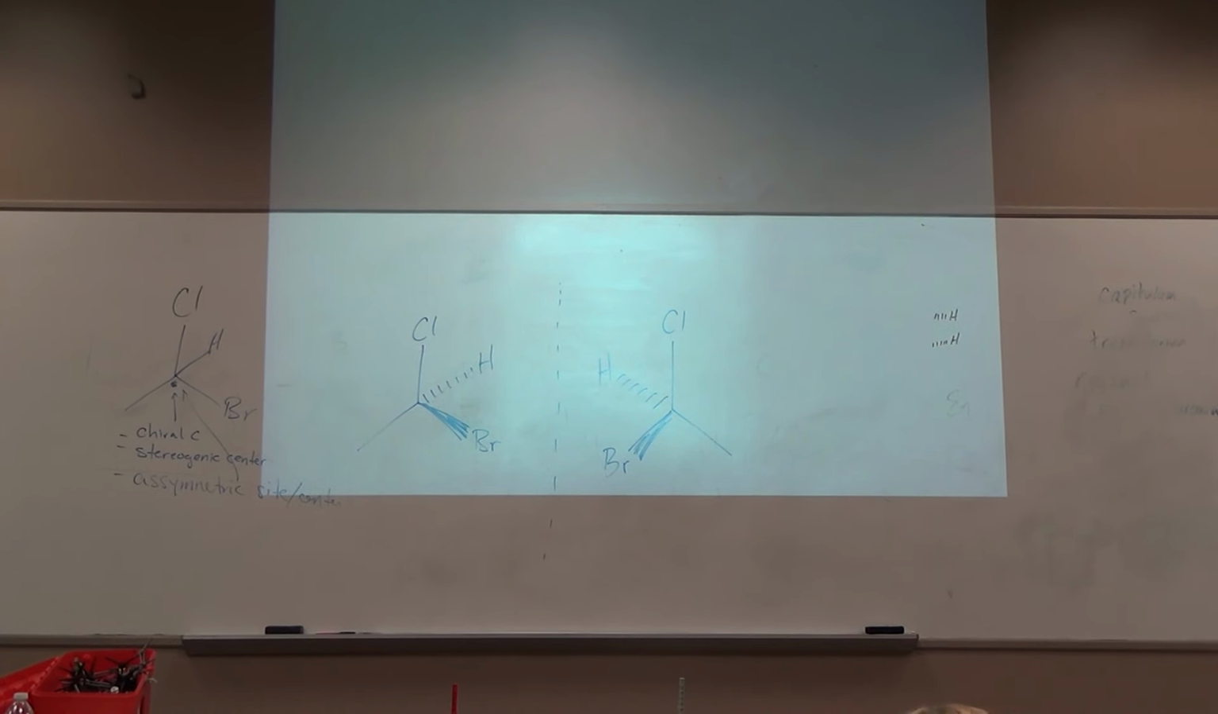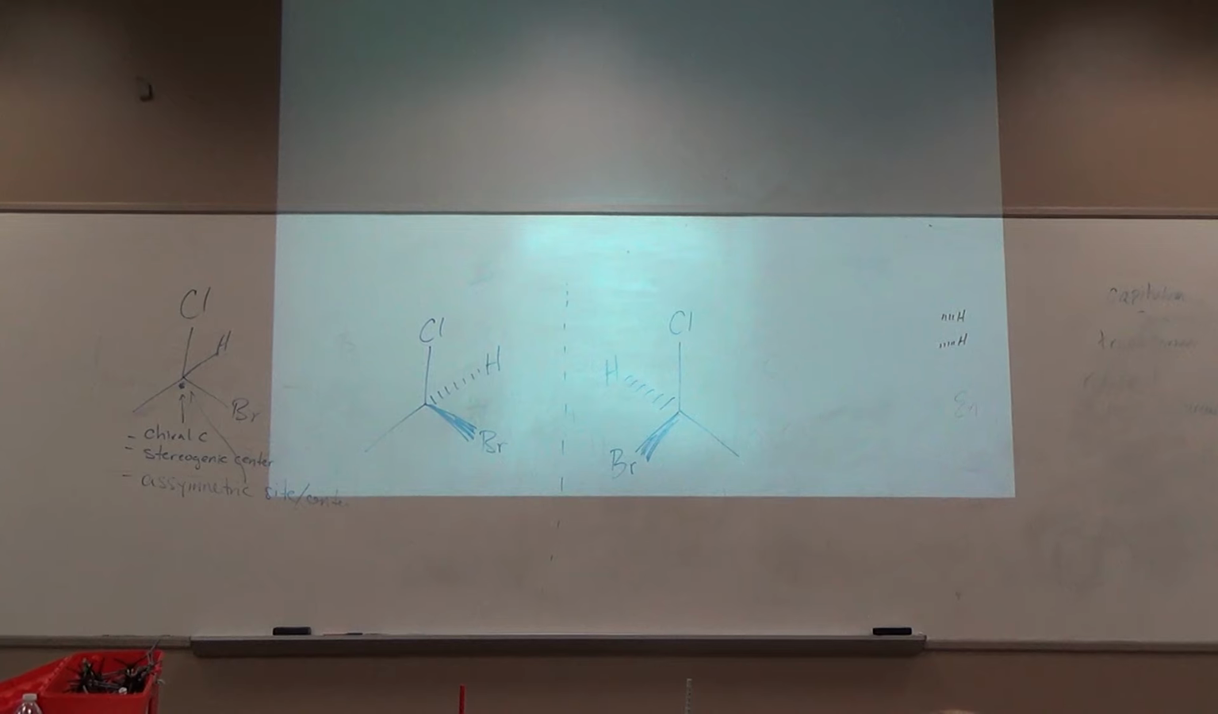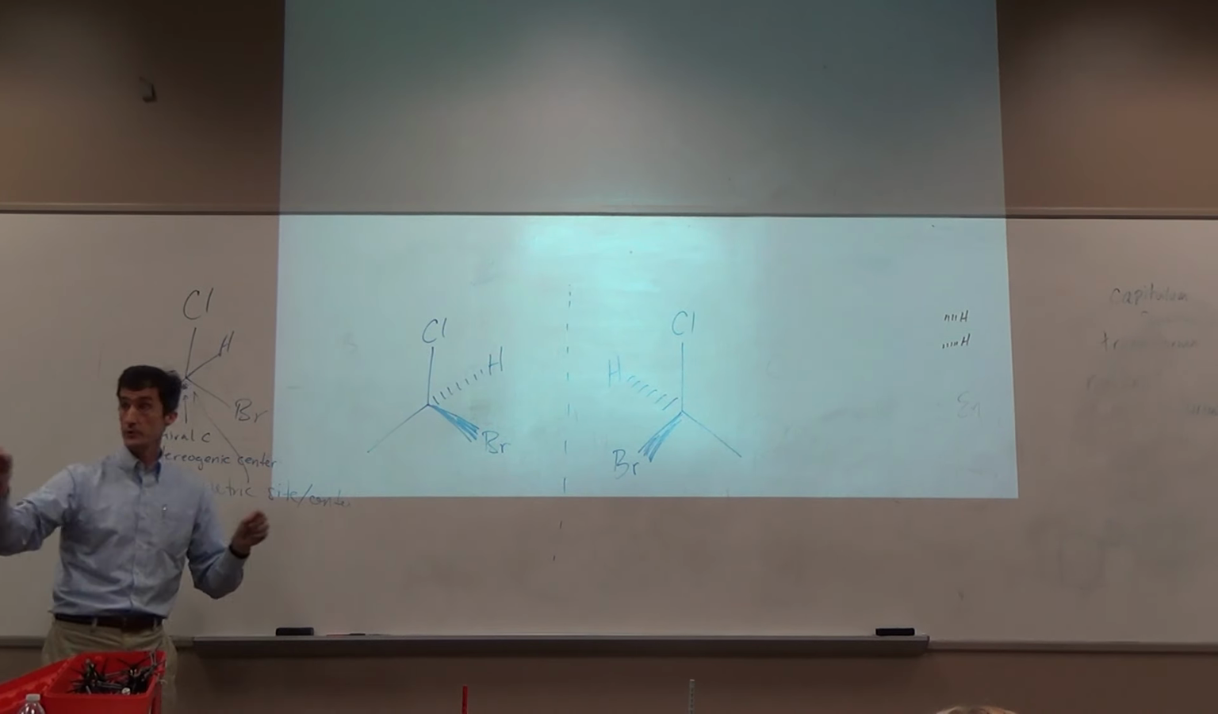So they're stereoisomers. What type? Mirror images that are different. The flow chart tells us that's enantiomers. How do we name these? Before we do that, question?